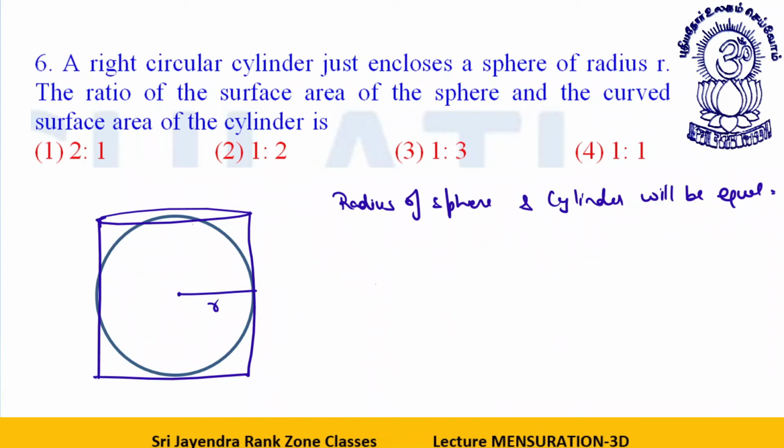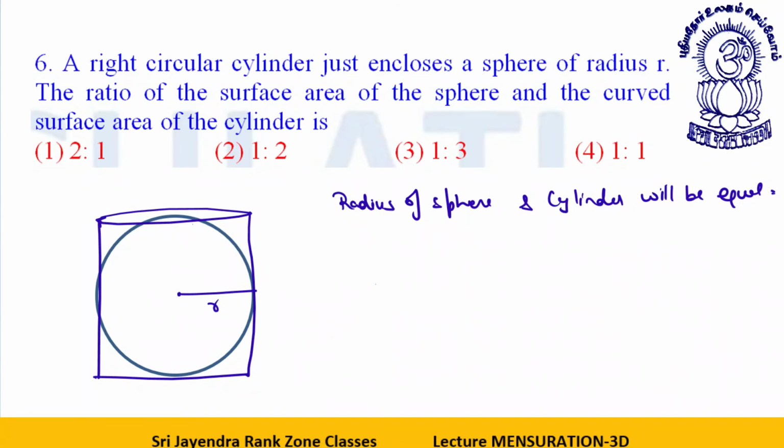Now what is being asked? Ratio of curved surface area of sphere divided by curved surface of cylinder. What is the curved surface area of sphere? This is actually 4 pi r square. This is the formula which I'm going to discuss with you in the next class. Upon curved surface area of cylinder is 2 pi r h.